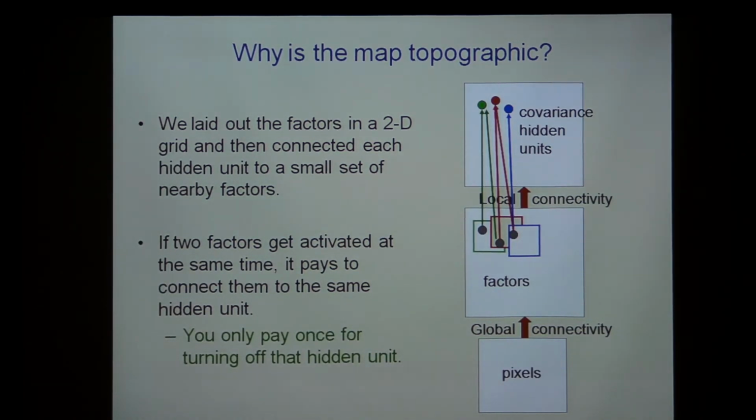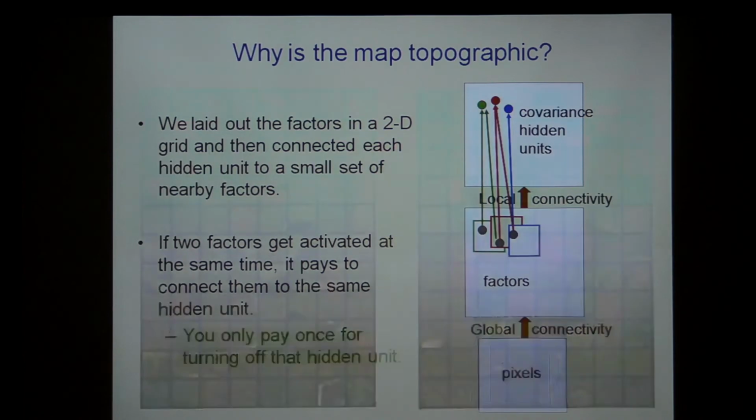But notice the local connectivity isn't in the factors. They learn to be local. But the ones with similar receptive fields learn to be near one another because of the local connectivity here between factors and hidden units.